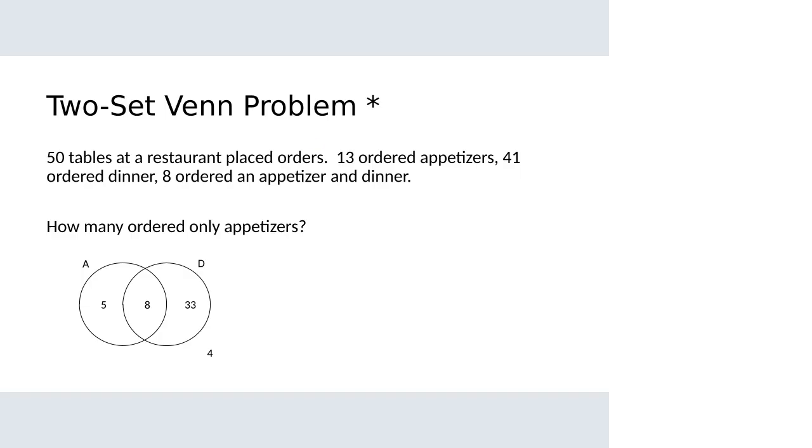All right, let's see how we did. Okay, not unanimous, but really close to it. Very good. And I'll point out something about this one to clear up what might be an issue here. This question says, how many ordered only appetizers? Meaning they ordered appetizers and nothing else. Well, if I look inside my appetizer circle, there's 13 people in there, but these 8 also ordered dinner. I don't want to count them. I only want to count the 5 over here in region 1. So how many ordered only appetizers?